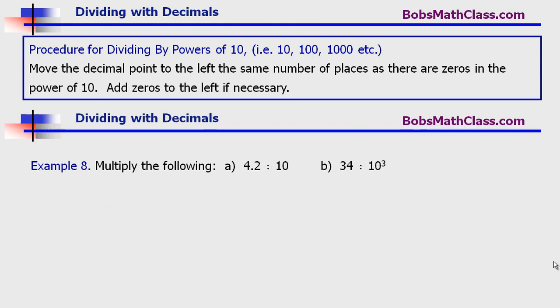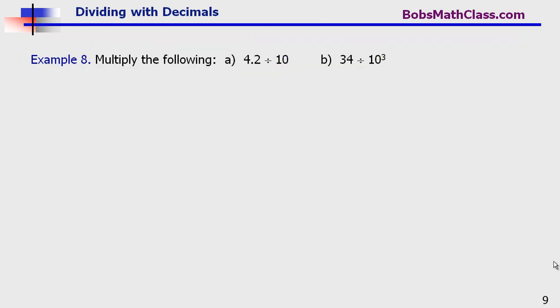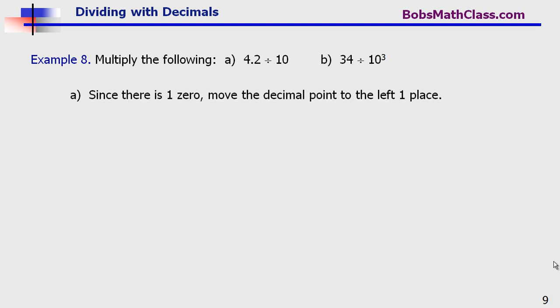Let's do a couple more. 4.2 divided by 10. Since there's 1 zero, move the decimal point to the left 1 place. So 0.42.